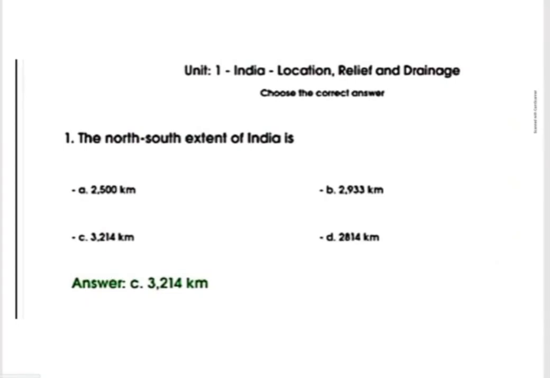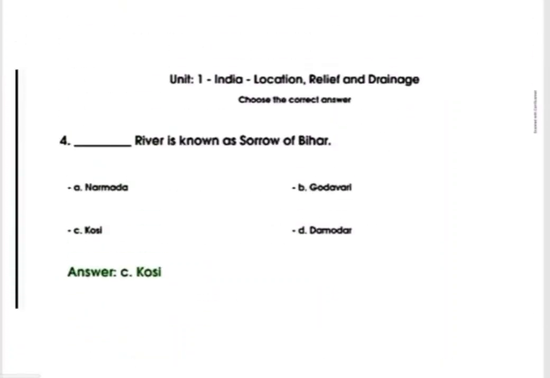Then the first question is choose the correct answer. Already you people marked, I think so. Okay, so the north-south extent of India. North in the sense Kashmir, to south in the sense Kanyakumari. So Kashmir to Kanyakumari, how many kilometers long? The answer is 3,214 kilometers.